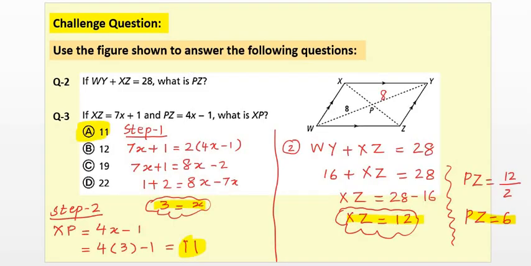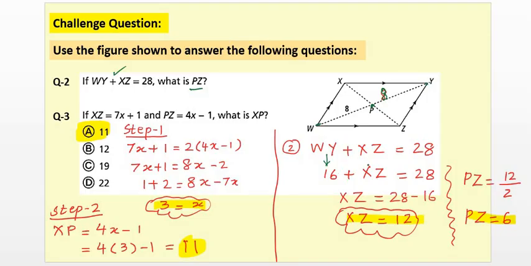In question number 2, they want us to find the value of PZ. So we can see here that they have given us an equation WY plus XZ equals 28. Now PZ from here to, they want us to find PZ. So WP is given 8. And PY will be the same because P is the midpoint. So we can also write over here 8. That means WY, the value of WY will be 16.